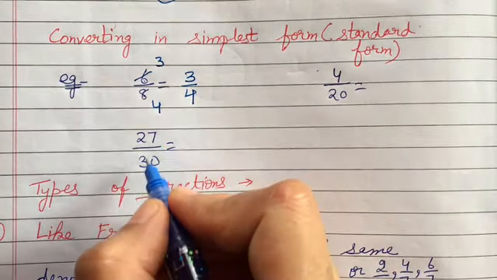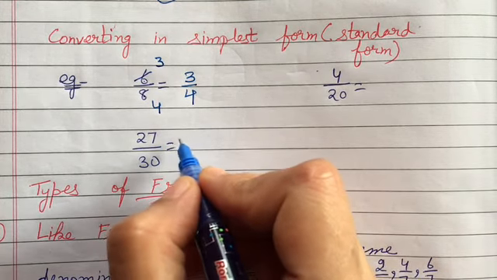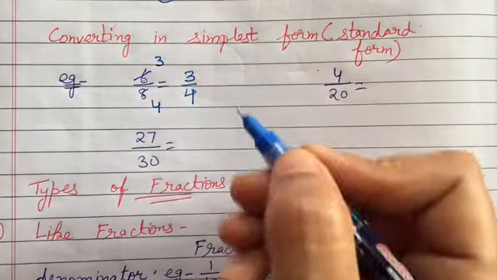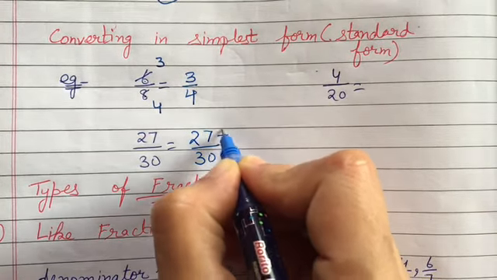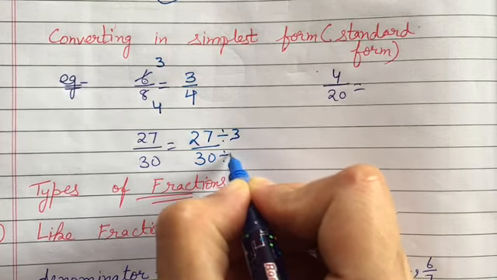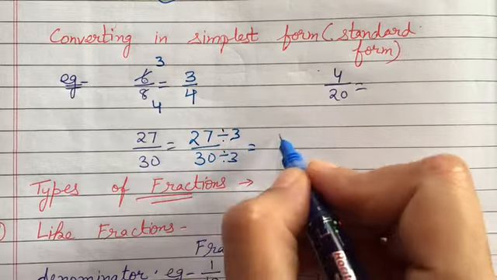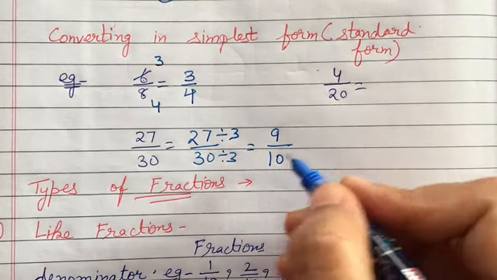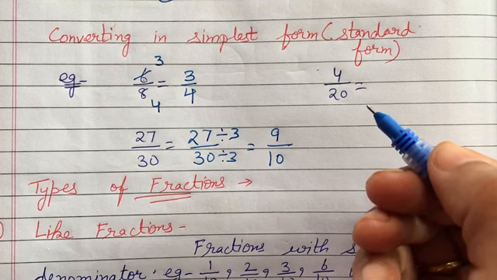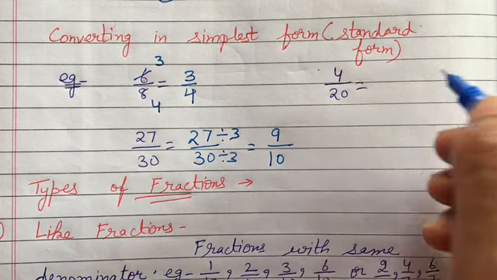Another example: 27 and 30. They both come in the table of 3. So one way is to cut like this; the other is that 27 upon 30 can be divided by 3. So on numerator and denominator we are dividing by 3. 3 nines are 27, 3 tens are 30. So we have got 9 by 10, which have a common factor of only 1. So they can never be further simplified.